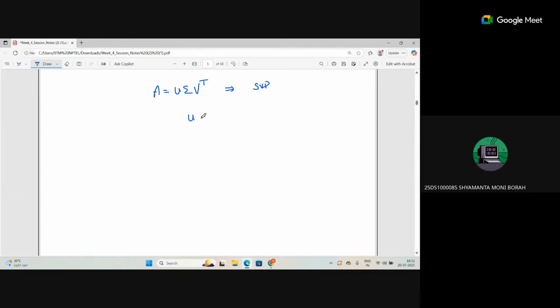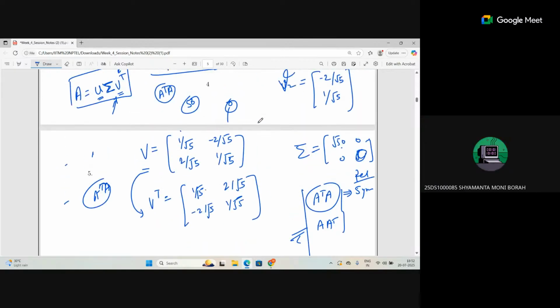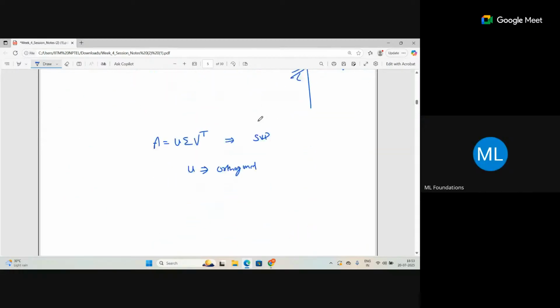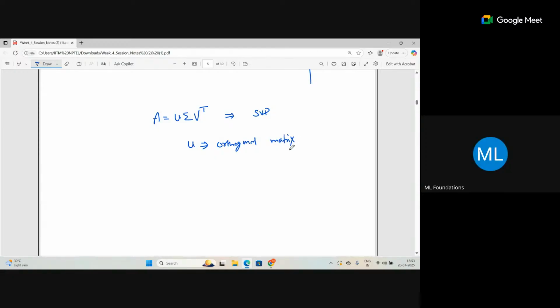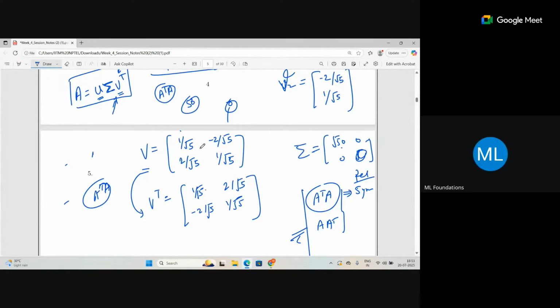Sir, this V transpose can have other forms also, right? For example, we can also write V transpose as minus 1 by root 5, 2 by root 5, 2 by root 5, 1 by root 5. That is okay, they are just multiples of the eigenvectors. It doesn't matter. But there has to be an orthogonal basis. Sir, it has to be orthonormal? Not orthonormal, orthogonal. They are orthogonal matrices. Sir, but U and V transpose both have orthonormal vectors. Yes, the matrix is orthogonal.